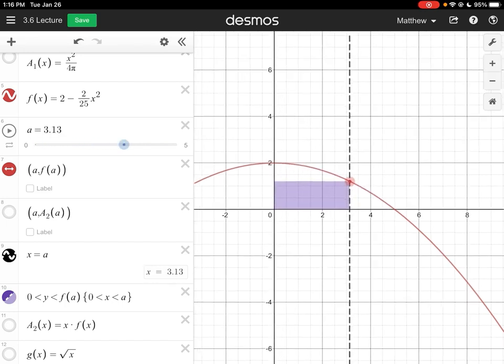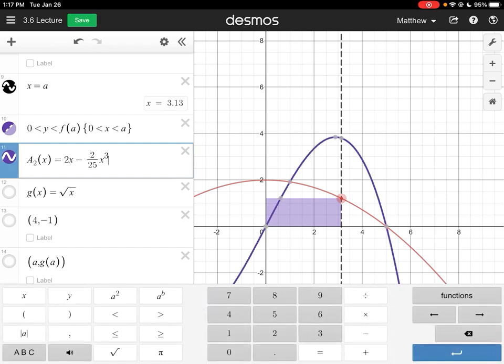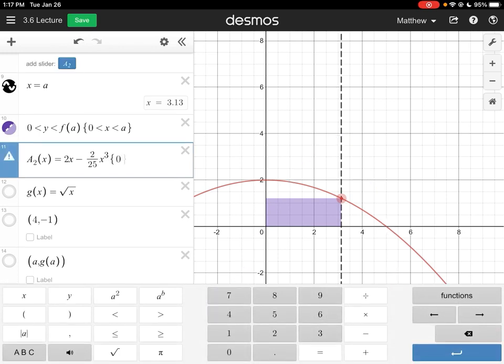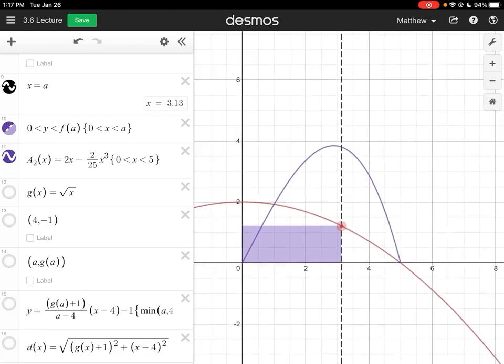And the way to resolve this is to actually graph the function that we just found, 2x minus 2/25 of x cubed. You get this curve. I'm going to crop it. I only want it to be visible for 0 to 5. Curly brackets, 0 less than x less than 5. So there's our area function as a function of x.